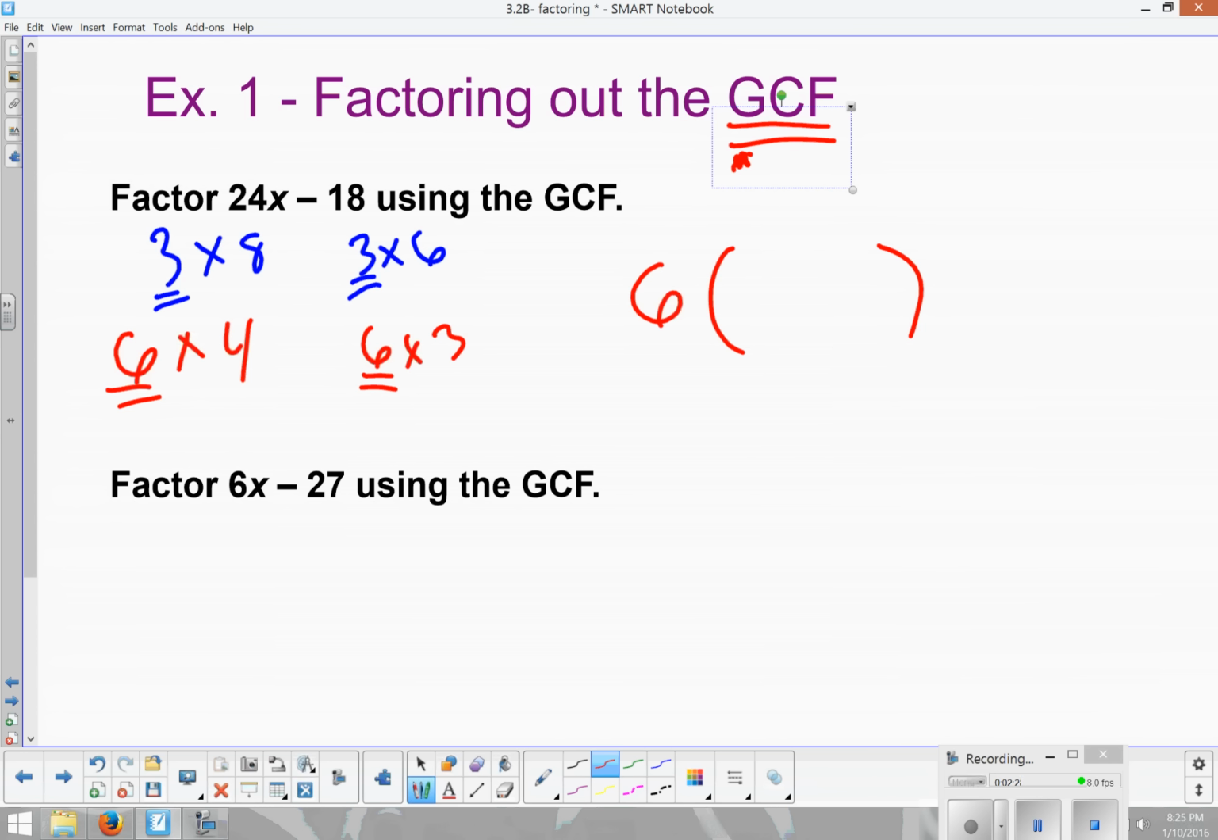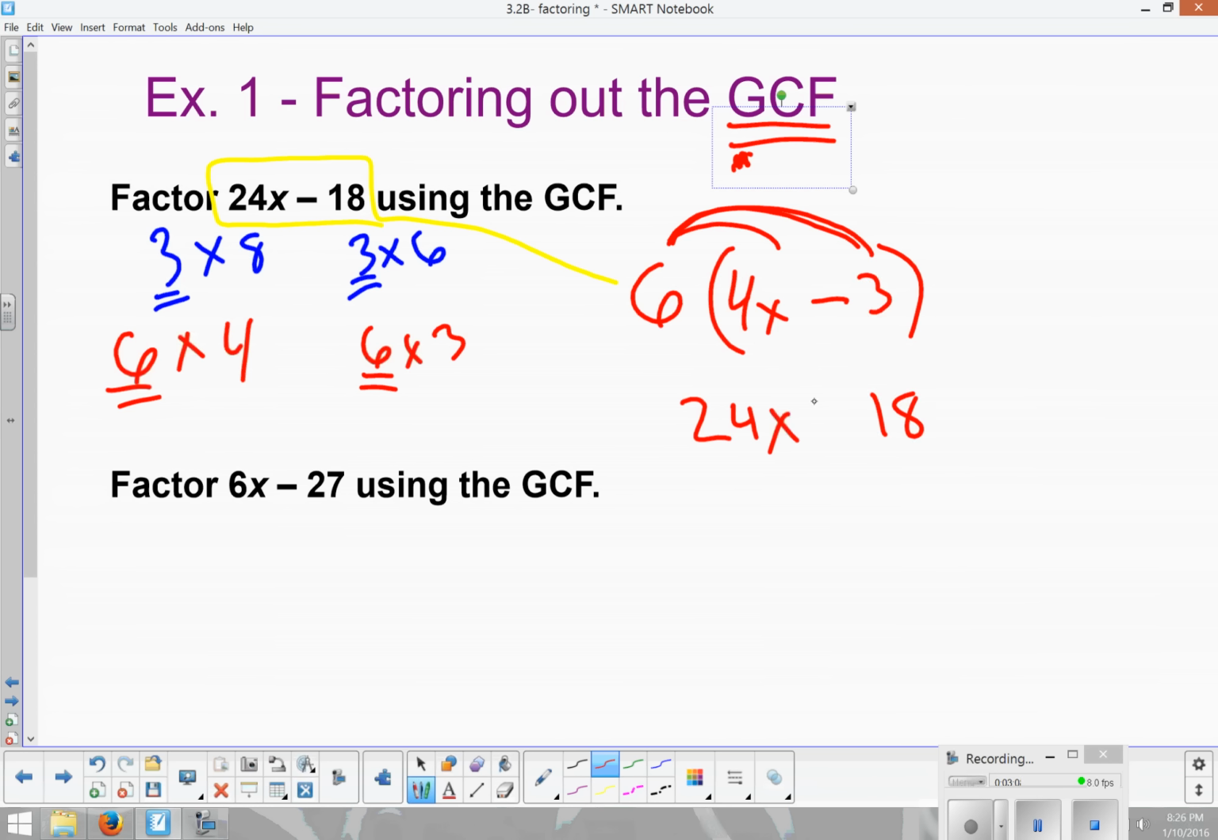We're trying to get to this problem right here, so we ask ourselves, 6 times what gives me 24x? I notice 6 times 4, and since the x is there, 6 times 4x gives me 24x. Let me drop down the sign that was here. 6 times what is going to give me 18? 6 times 3 gives me 18.